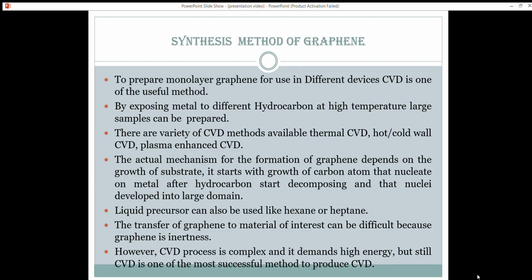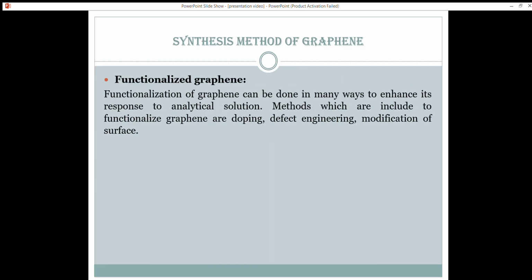Moving on to next, we will see how we can prepare functionalized graphene. So basically, why do we functionalize graphene? Functionalization of graphene can be done in many ways to enhance its response to analytical solutions. The basic purpose of functionalization is that when we add it in an analytical solution, it will show some response. The methods we use to functionalize graphene are doping, defect engineering, and modification of surfaces. Through all these methods, we can prepare functionalized graphene.